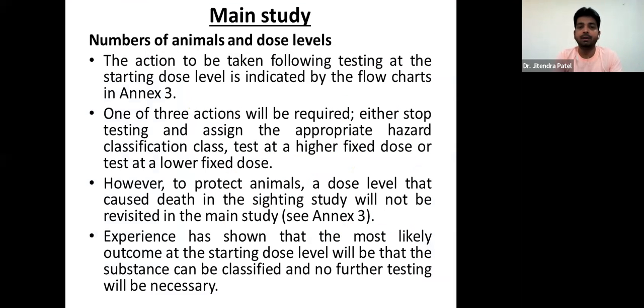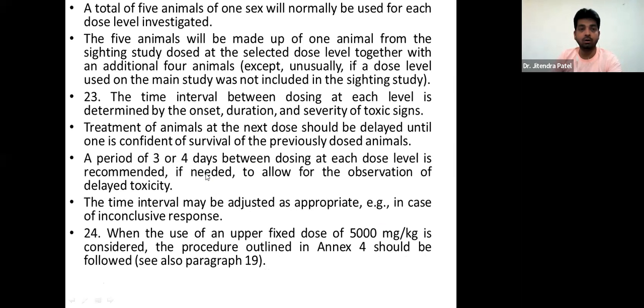In the main study, the number of animals and dose levels increase. In the setting study, we took only one animal. Here we are going to take 3 animals. The action to be taken following testing at the starting dose level is indicated by the flow chart. One of 3 actions will be required, for example stop testing. So this way it will go on, right?